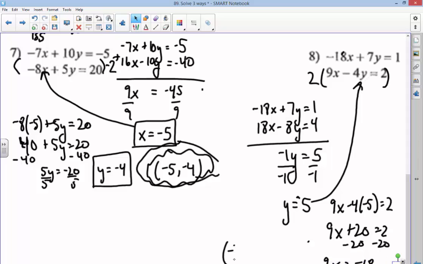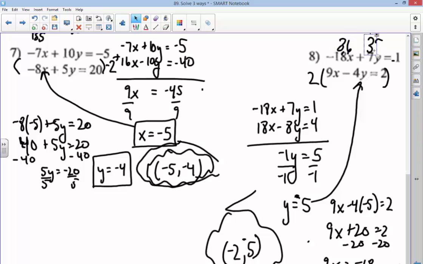So the solution appears to be negative 2 comma 5. Again, you're going to look at the top and just make sure, since we figured this out plugging it into the bottom. Negative 18 times negative 2 is positive 36. 7 times negative 5 is negative 35, and 36 plus negative 35 is positive 1. So we know we're right.